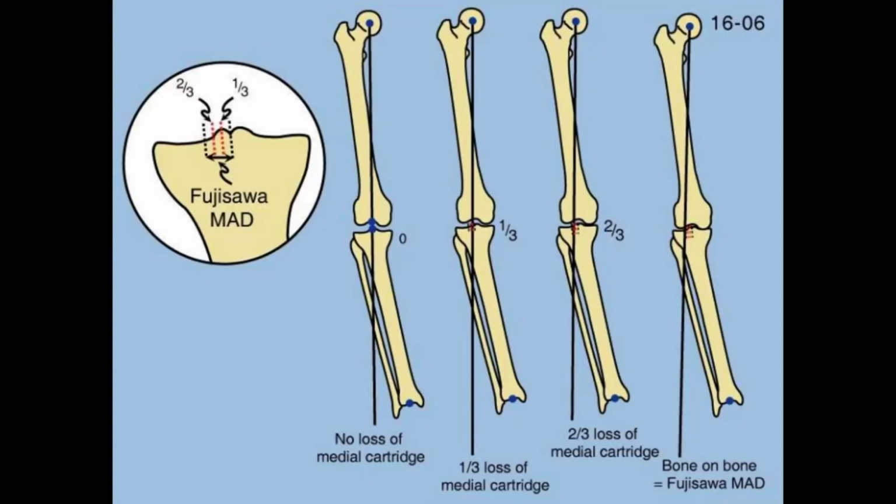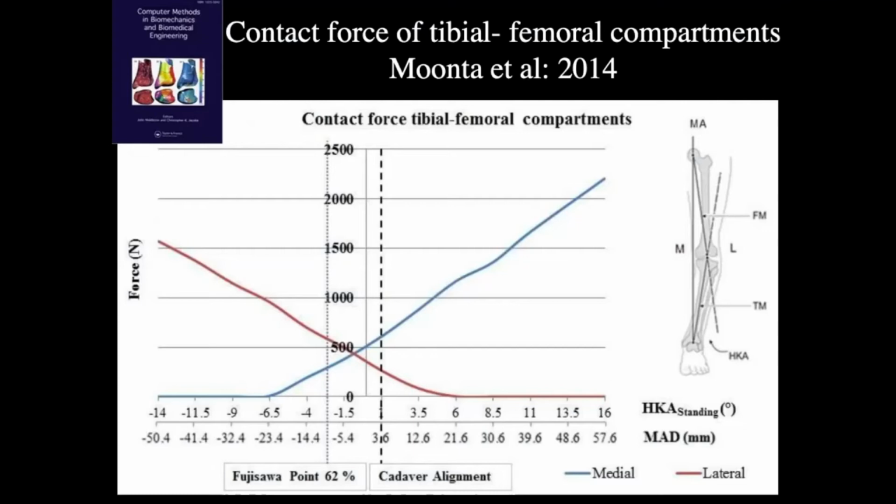And Jacob and Murphy in 1992 modified this point according to the degree of osteoarthritis. According to them, if there is 1/3 loss of medial cartilage, then the new weight bearing line should be shifted 1/3 lateral to the lateral tibial spine. Then if there is 2/3 loss of medial cartilage, then it should be shifted 2/3 lateral to the lateral tibial spine. And if there is severe bone on bone disease and medial compartment cartilage is profoundly lost, then the new weight bearing line should be through the Fujisawa point.